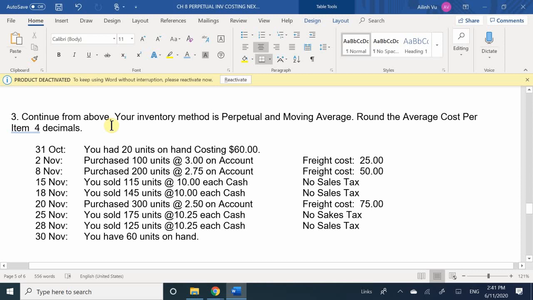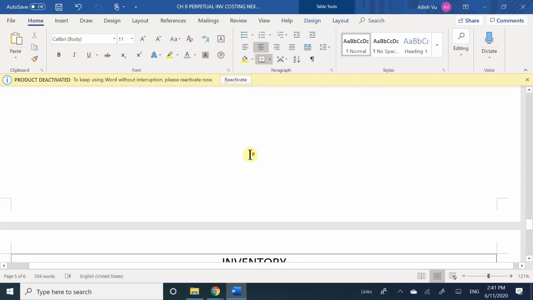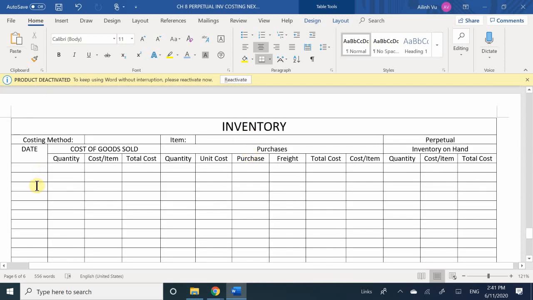So here we're going to go ahead and get started on October 31st. You had 20 units on hand costing $60. So I'm going to go ahead and record that item first. So October 31st.